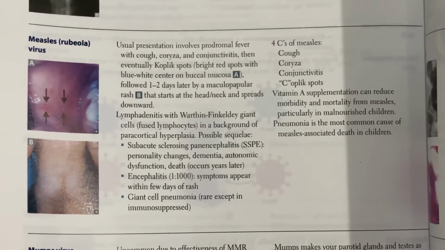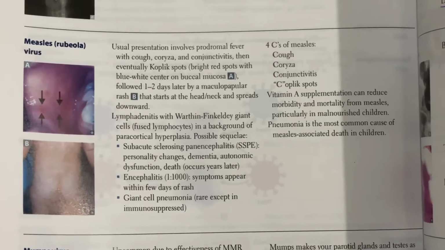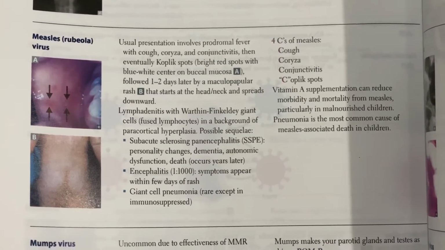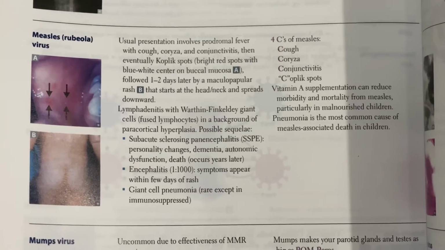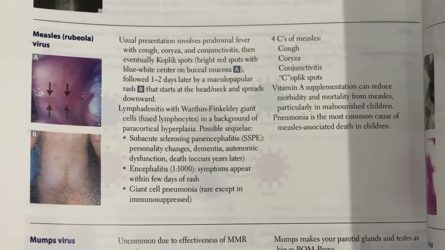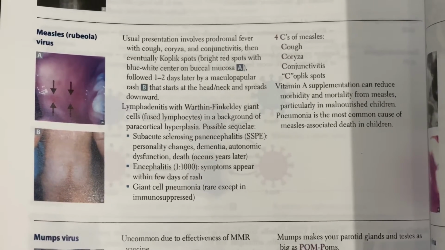Possible sequel, subacute sclerosing panencephalitis, SSPE: personality changes, dementia, autonomic dysfunction, death occurs years later. Encephalitis, 1 in 1,000 persons. Symptoms appear within few days of rash.